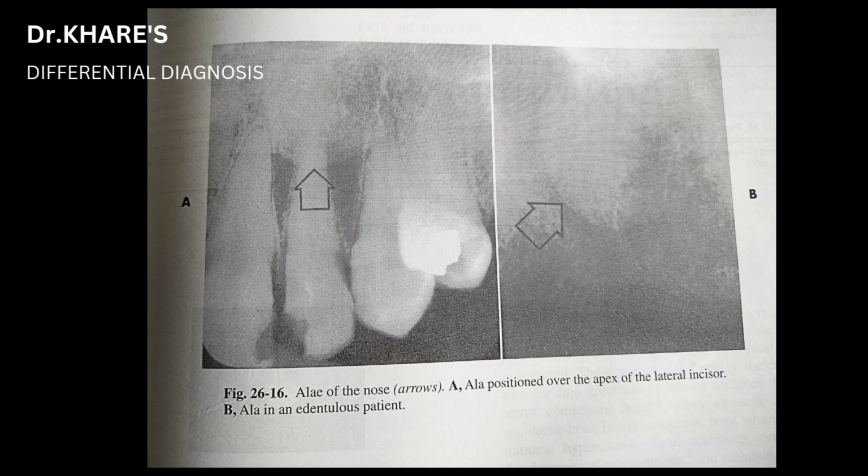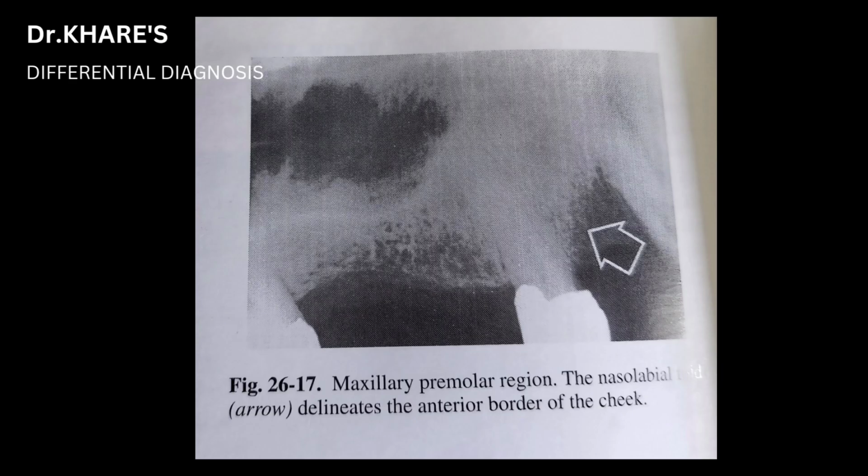This is the maxillary radiograph of the ala of the nose. The ala is positioned over the apex of the lateral incisor in radiograph A, while in B, the ala is seen in an edentulous patient. This is the maxillary radiograph of the maxillary premolar region. The nasolabial fold, which is shown by the arrow, delineates the anterior border of the cheek.